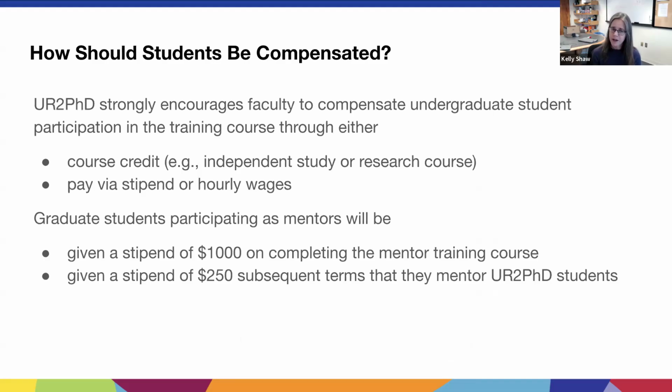Graduate students who participate as mentors and are enrolled in and complete the graduate student mentor training course, UR2PhD will pay them $1,000. We hope that those graduate students will continue to mentor the undergraduates after that initial term. And so we want to encourage that by providing a stipend of $250 in subsequent terms to graduate students who continue to mentor UR2PhD undergraduate student researchers.